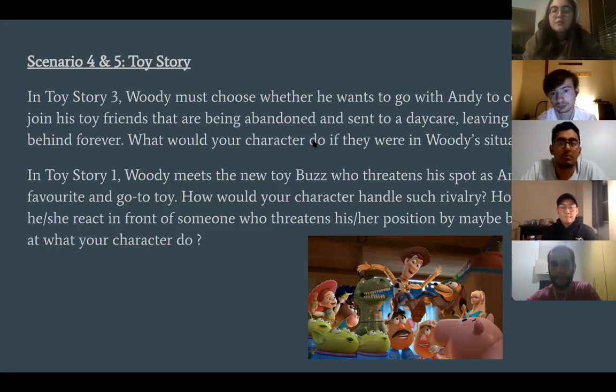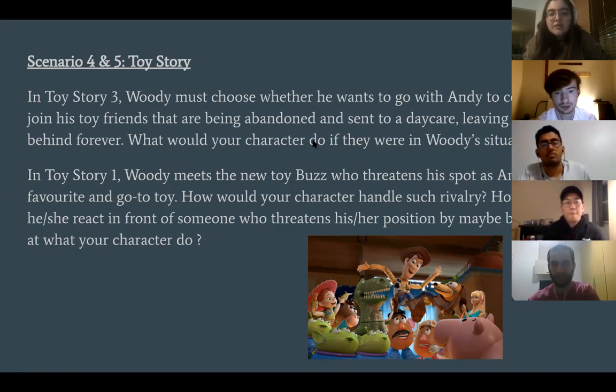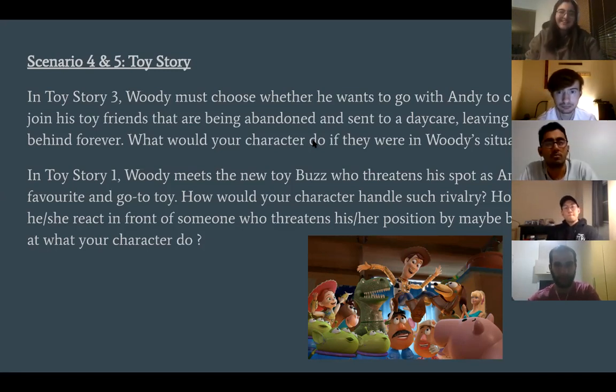So, I guess we can read the second scenario. I can, yeah. Go ahead. In Toy Story 1, Woody meets the new toy Buzz, who threatens his spot as Andy's favorite and go-to toy. How would your character handle such rivalry? How would she or he react in front of someone who threatens his or her position by maybe being better at what your character does? Oh, I would do... Sorry. No, it's fine. So that's basically the situation.